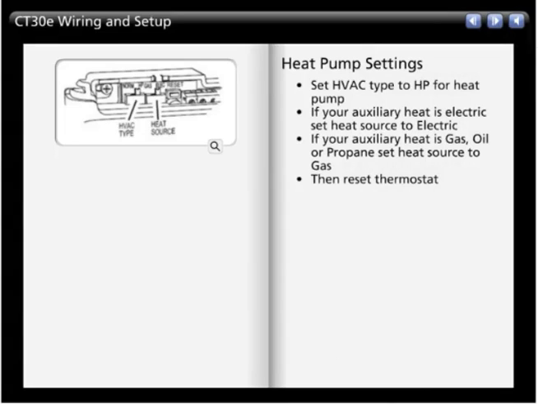Heat pump settings. Set the HVAC type to HP for heat pump. If your auxiliary heat is electric, set the heat source to electric. If your auxiliary heat is gas, oil, or propane, set the heat source to gas. Then, reset the thermostat.